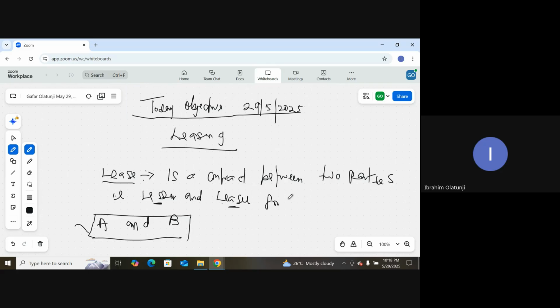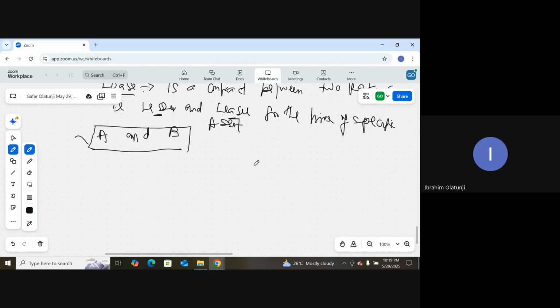For the hire of, can we say building? Okay, let's generalize the word. Hire of what? Specific assets. Hope is clear. So lease is a contract between two parties, that is lessor and lessee, for the hire of specific assets. So we now try to bring it out one after the other.